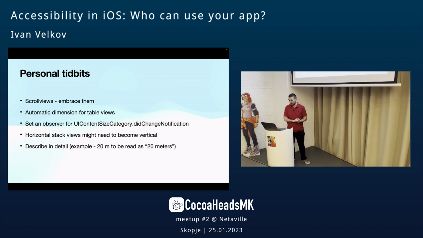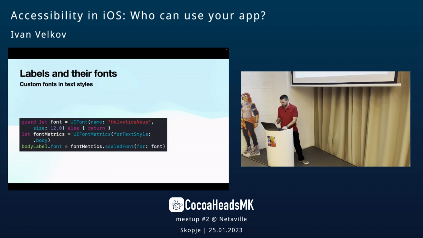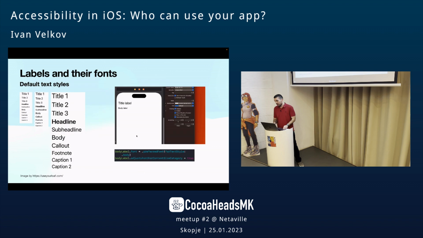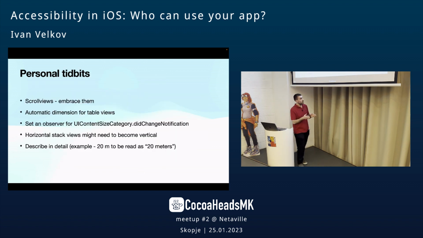And the last one is describe in detail. So this would be in one of the previous examples. So over here, the last thing where it says a purchase of $4.99. If you write it as I did right here, it's gonna read it as it is. It's not gonna say $4.99. So when you are writing the values or the accessibility labels for an element on the screen, you have to make sure to be descriptive, because the default reading software, the voiceover, it's not gonna know what you're talking about. That's the example.